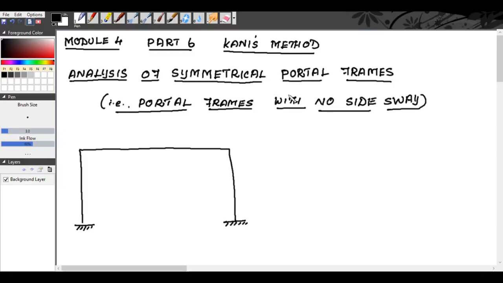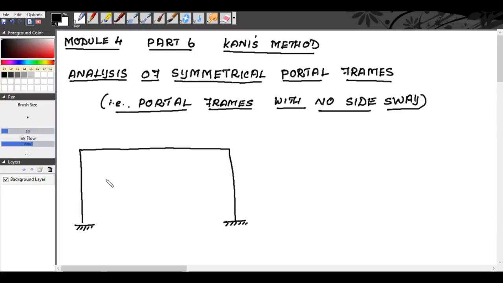So what is a portal frame? What do you mean by portal frames with no side sway or symmetric portal frames? See, all these basics we have already studied in our second module while studying the slope deflection method of analysis. So I'm not going into the basics of portal frames. We will directly go into the problem.